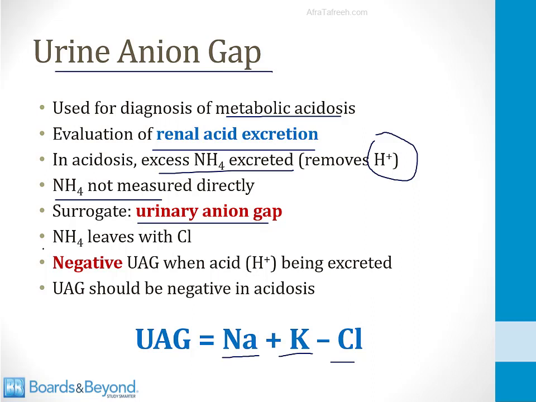When patients are excreting lots of ammonium, that leaves in the urine with chloride. So this chloride number is going to get very high. That's going to make the urine anion gap negative when lots of acid is being excreted. So any patient who has an acidosis and has normal kidneys that are working, the urine anion gap should be negative. That's the normal state, the normal finding you should have in a patient with an acidosis.